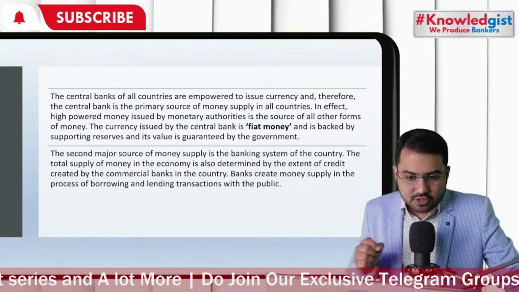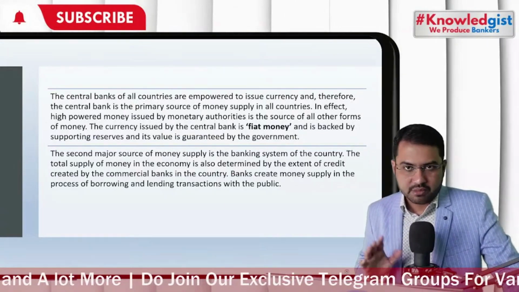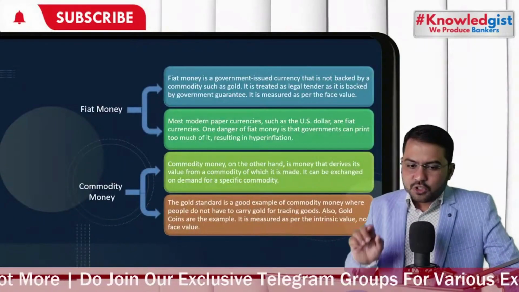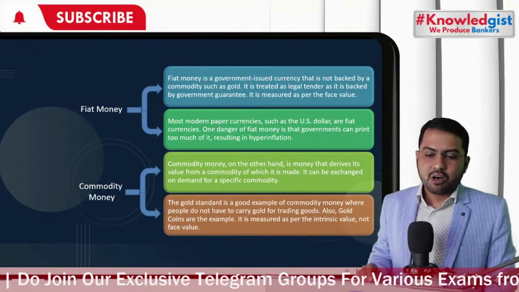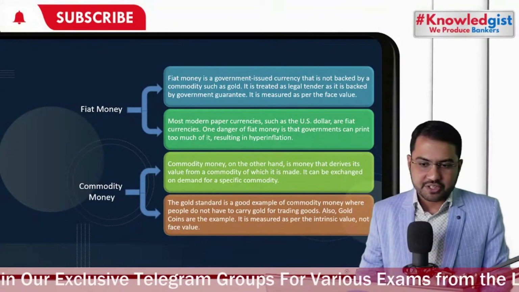The second major source of money supply is the banking system of the country. Clear? So this is the difference between fiat money and commodity money. I will take it to the big screen.